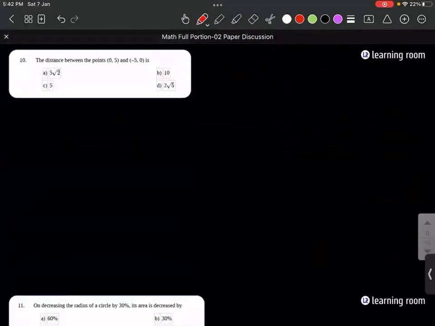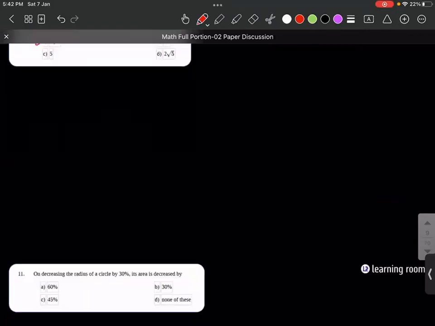The distance between the points, simplest question, root of 25 plus 25, root 50. 5 root 2 should be there. Root 50 means how much? Root 50 is 5 root 2, correct. So 5 root 2 should be the answer. Did you get it? Yes, sir. Good.